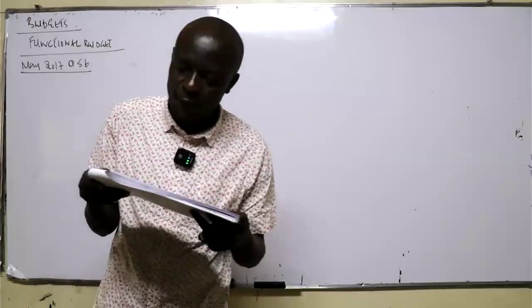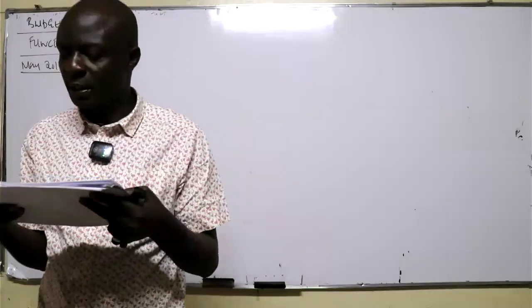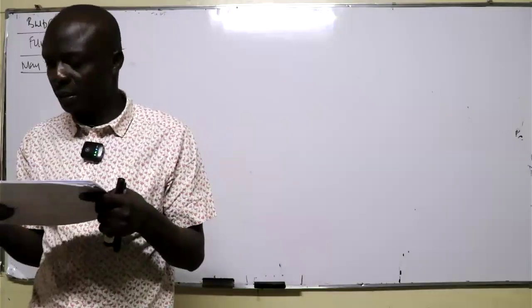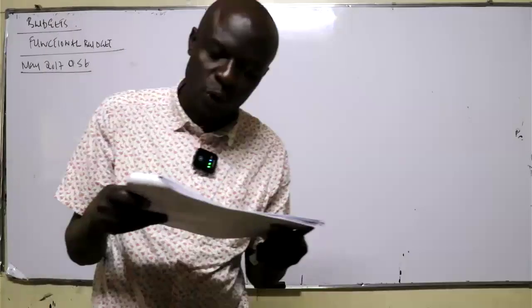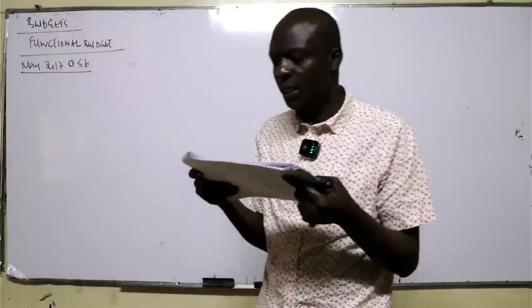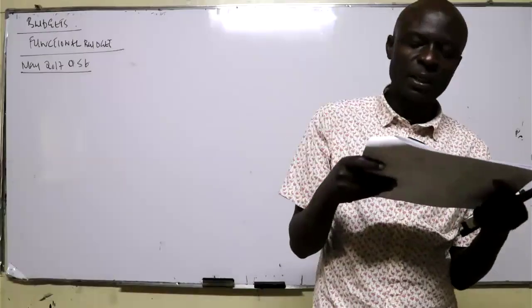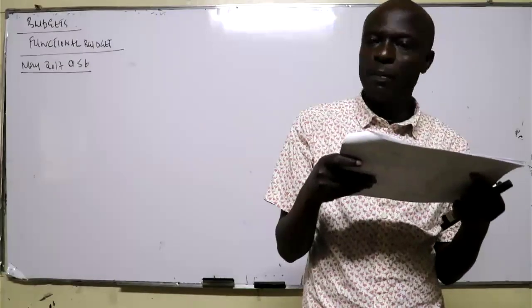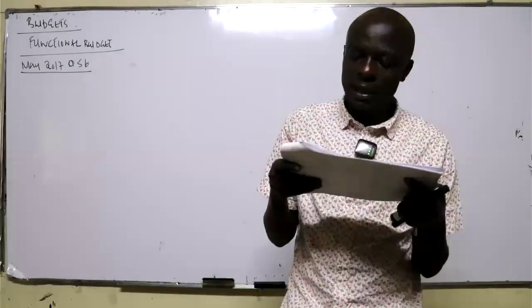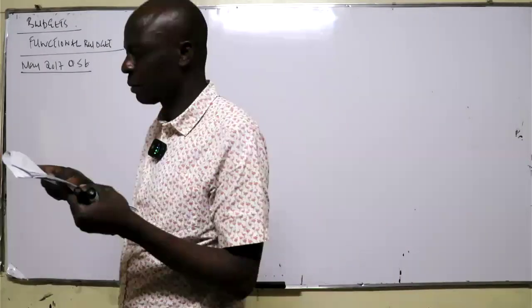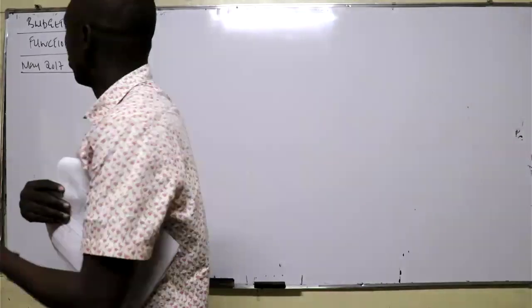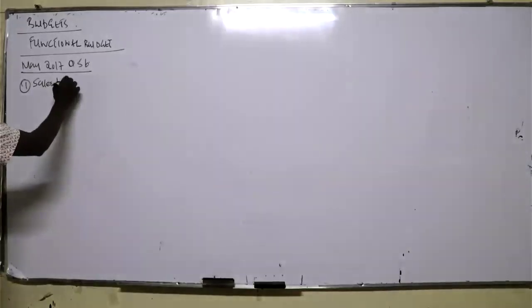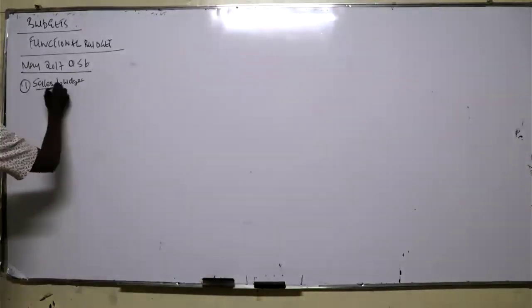Required for the month of June 2017: number one, sales budget, 1 mark. Number two, production quantity budget, 2 marks. Number three, material budget. Number four, material purchases budget. Number five, direct labor budget. And lastly, budgeted profit and loss account. So now we're going to start with number one. They want us to prepare what we call the sales budget.